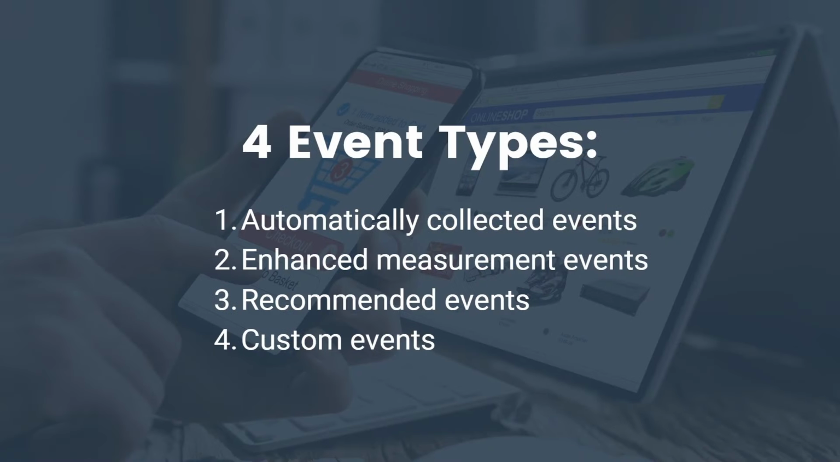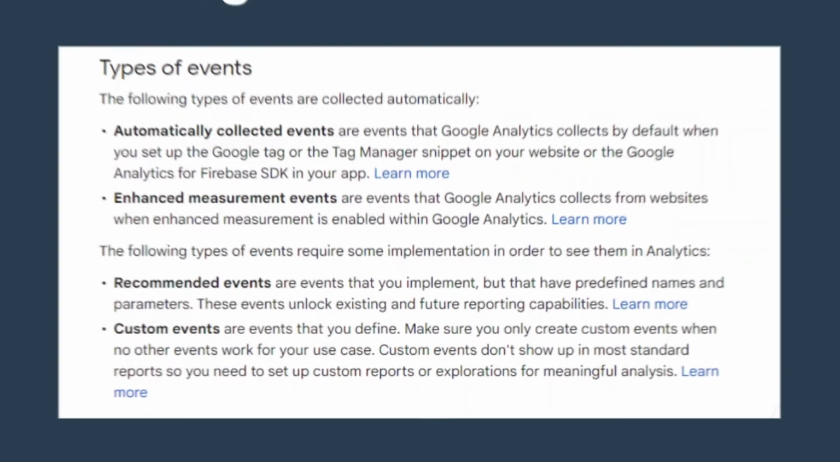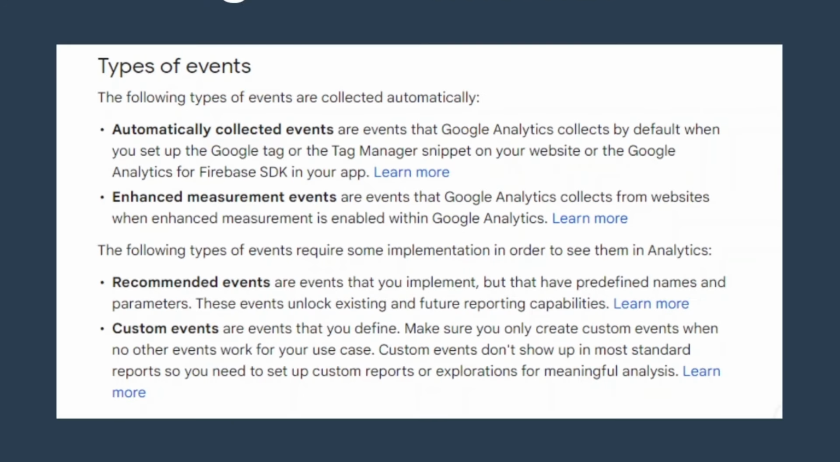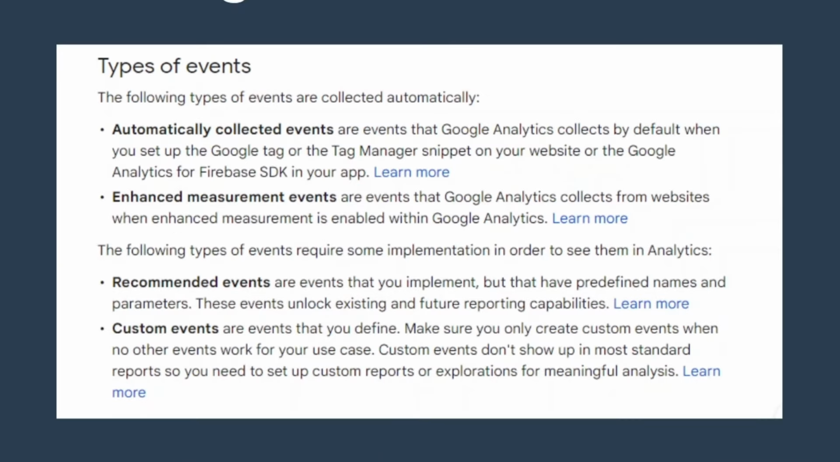There are 4 event types, and we have automatically collected events, enhanced measurement events, recommended events, and custom events. This might sound confusing right now, but stay with me, we will tackle this together. So automatically collected events are events that GA4 collects by default once you install it on your website. So for example, we have first visit or session start. Then we have enhanced measurement events, and these events are collected also automatically.